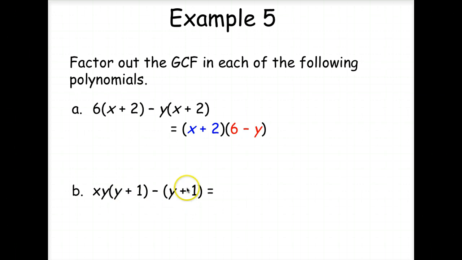What's common here? Y plus 1, but there's nothing here. What's understood to be here? Y1, of course. So we've got y plus 1 times xy minus 1. Very good. You're ready to begin working on the assignment.